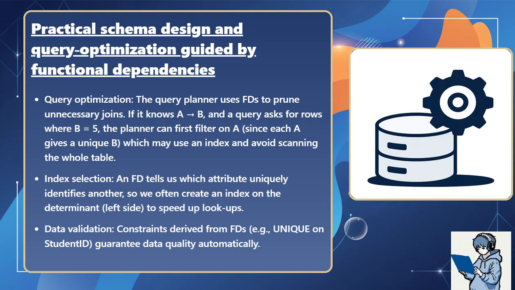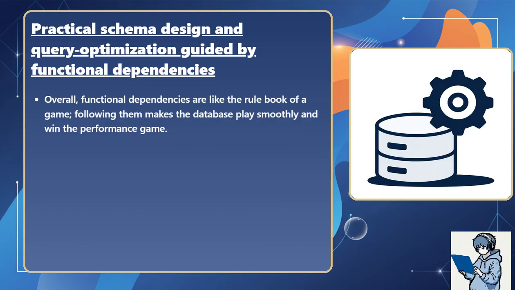Data validation: constraints derived from FDs, for example unique on student ID, guarantee data quality automatically. Overall, functional dependencies are like the rule book of a game. Following them makes the database play smoothly and win the performance game.